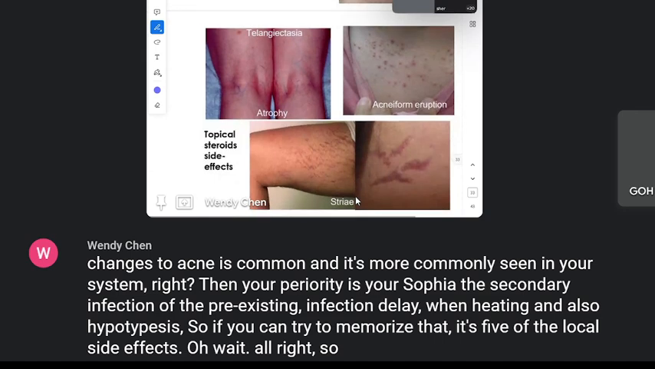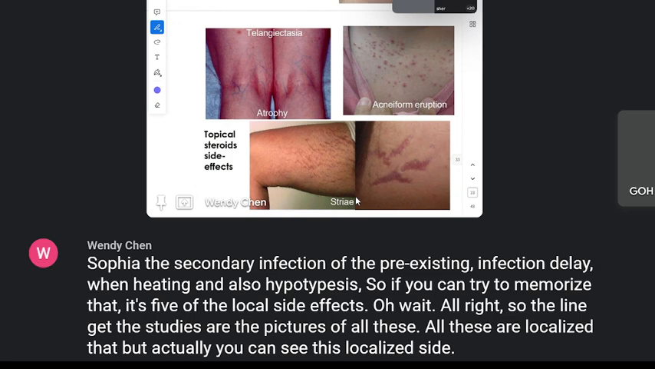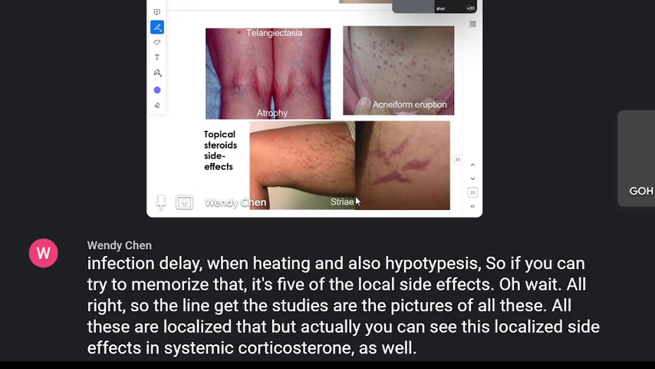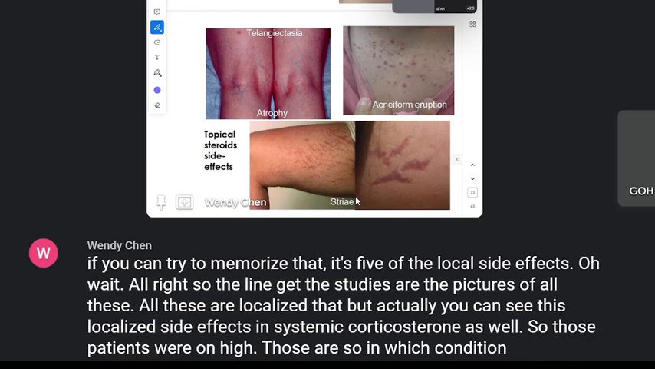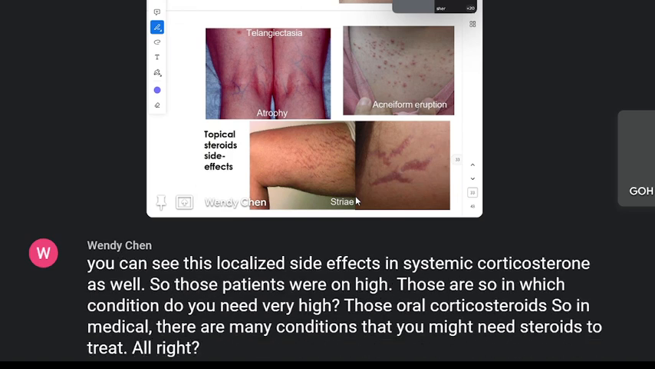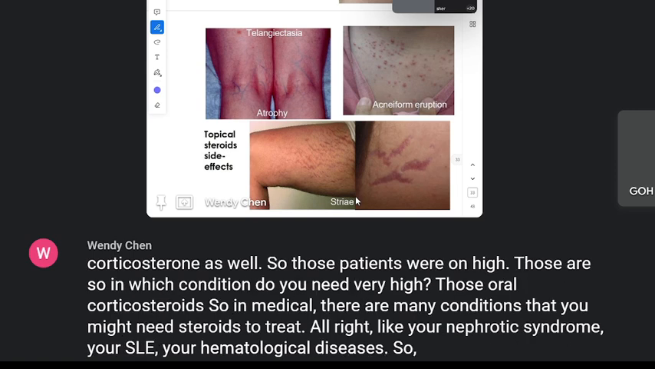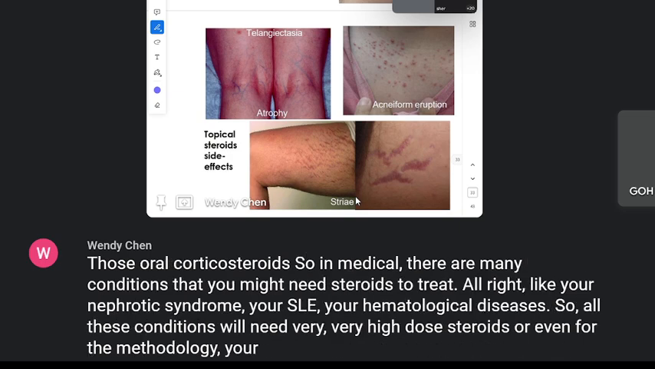Alright. So telangiectasia, these are the pictures of all these localized side effects. But actually, you can see these localized side effects in systemic corticosteroid as well. So those patients who are on high dose oral steroid or IV steroid. In which condition do you need very high dose oral corticosteroids? In medicine, there are many conditions that you might need steroids to treat, all right? Like your nephrotic syndrome, your SLE, your hematological diseases. All these conditions will need very, very high dose steroids. Or even in dermatology, your pemphigus vulgaris, pemphigoid, you need very, very high dose steroids.